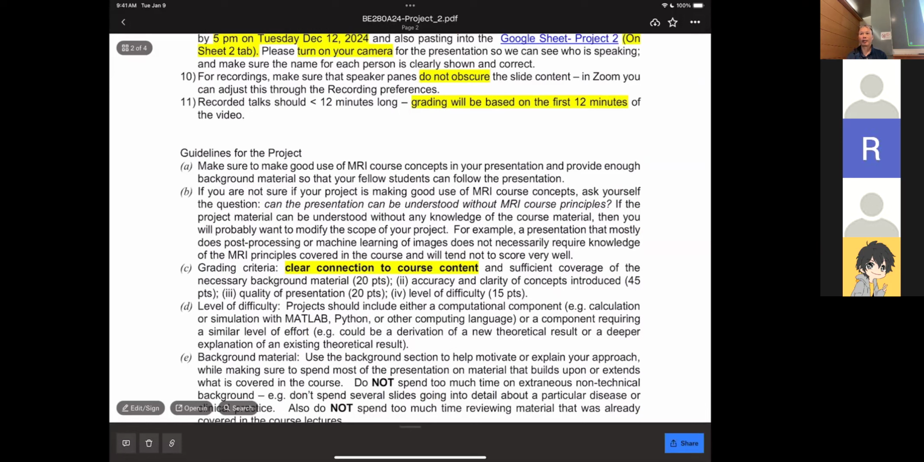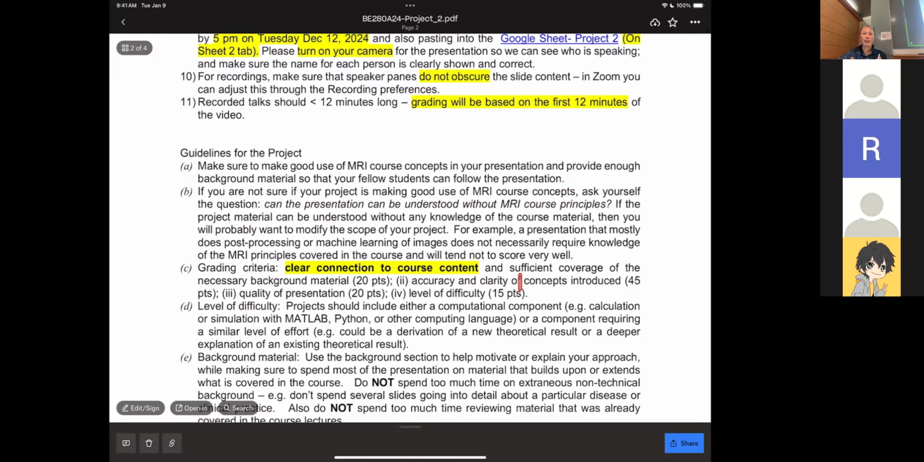This is something that you wouldn't be able to do if you, so the thing is, you can ask yourself the question, can the presentation be understood without MRI course principles? Okay, if you could understand the presentation knowing literally nothing about MRI, then you probably would want to increase that connection. And then also the level of difficulty, it should have been 15 points for Project 1, but that's just sort of an oversight. So the level of difficulty is now higher at 15 points.